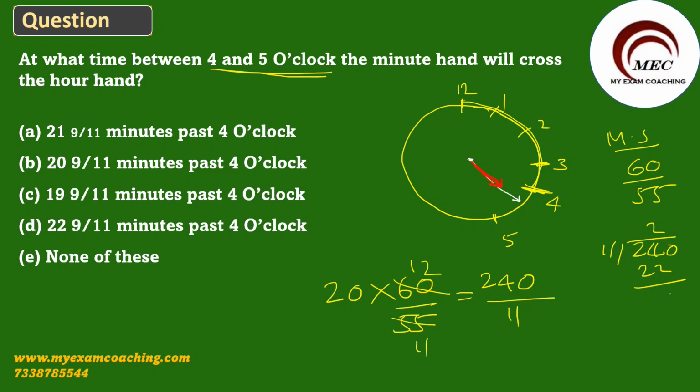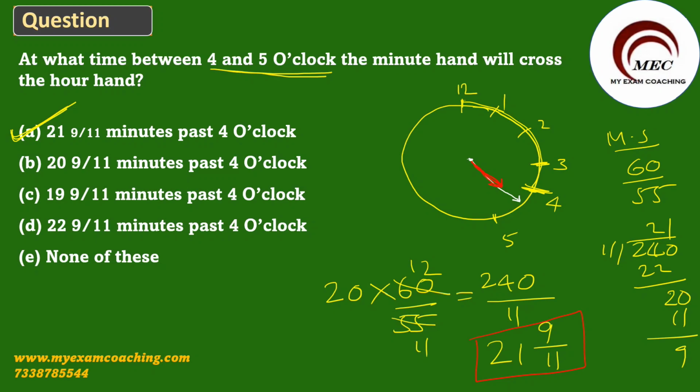240 divided by 11: 2 times 22, then 20 has 11 once. Balance 9. So I can write it as 21 9 by 11 minutes. After 21 9 by 11 minutes they will cross. So 21 9 by 11. Is there any option like that? Yes, the first option is the correct answer: 21 9 by 11.